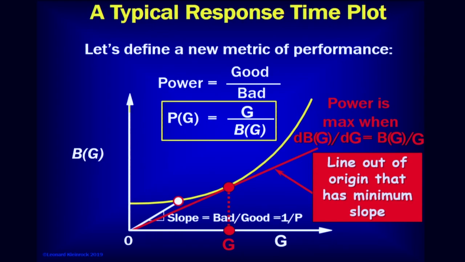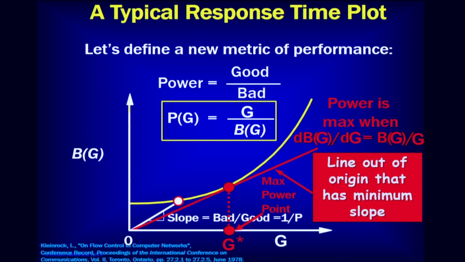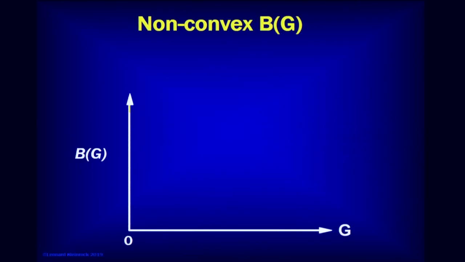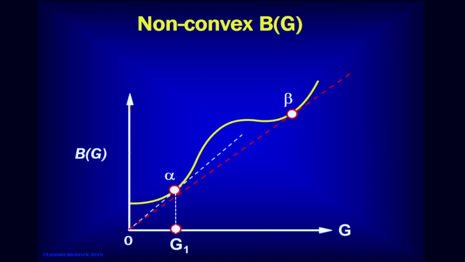Well, that's interesting as long as the curve is nicely convex and differentiable. And this was done in the 1978 paper and extended in the new paper. What if it's non-convex? What if it looks like that? Well, there's more than one tangent point. Which is the good one? Well, which has maximum power? The one with the smallest slope, because the slope is 1 over the power. So yes, that's the optimum point.